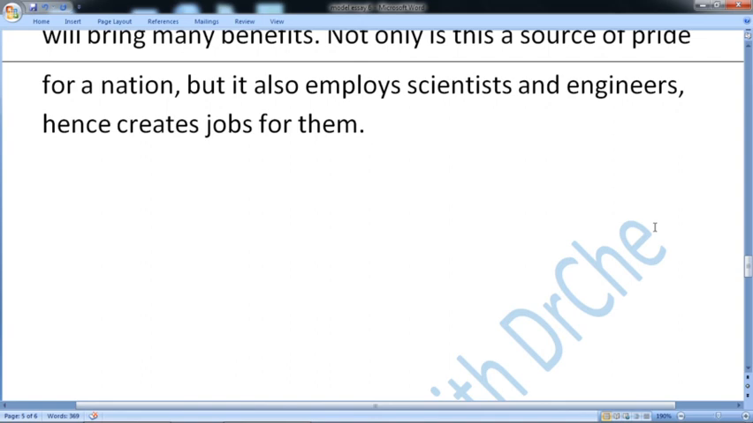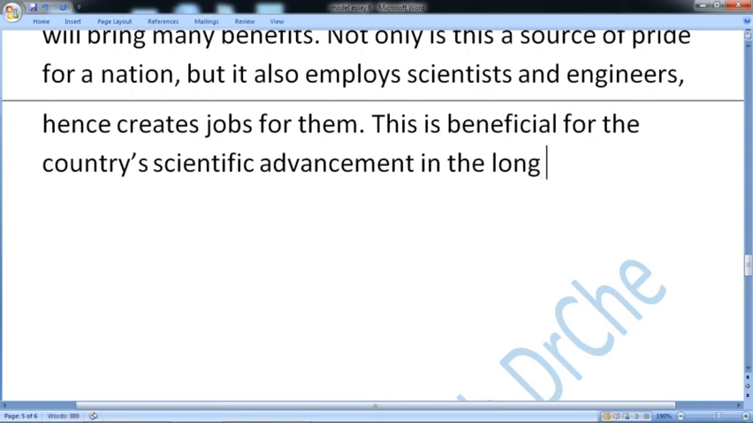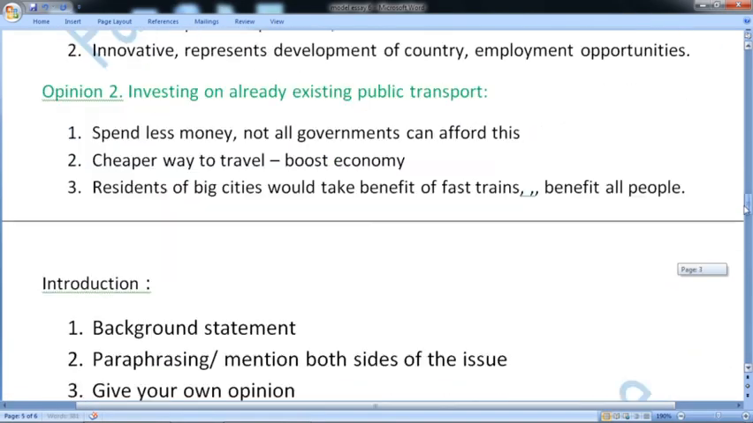So this is not just public transport, it would be a scientific advancement. This is beneficial for the country's scientific advancement in the long run. Now my first body paragraph is complete. My introduction is already done.